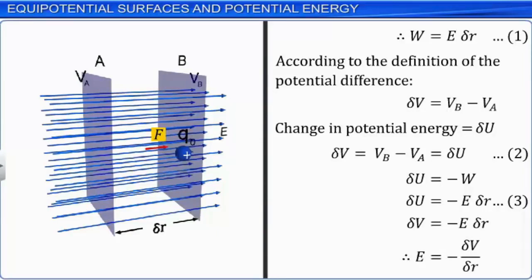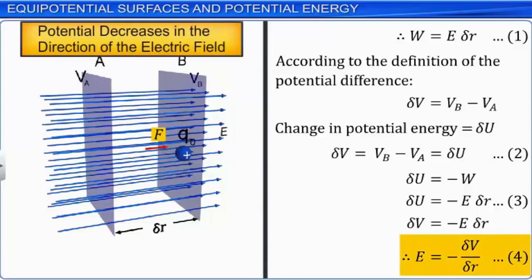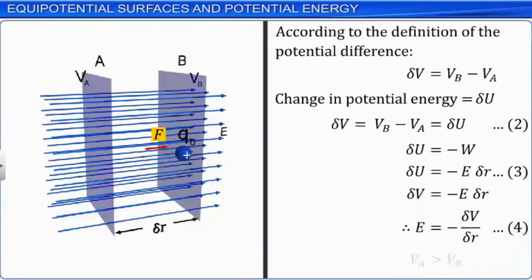Equation 4 implies that in the direction of the electric field, the potential always decreases. Thus, VA is greater than VB. It also means that in a uniform electric field, the electric field strength is equal to the potential change per unit displacement, normal to the equipotential surface at that point.